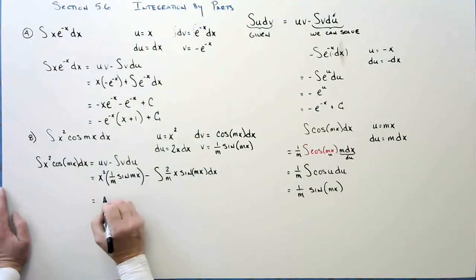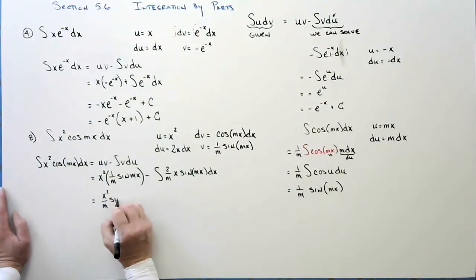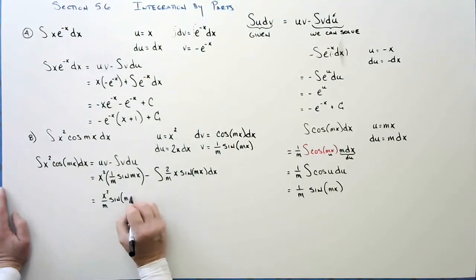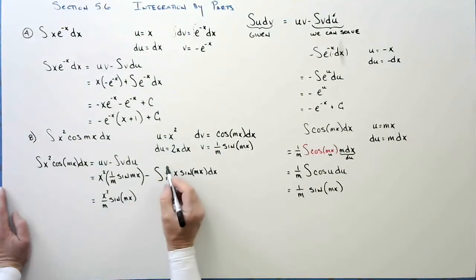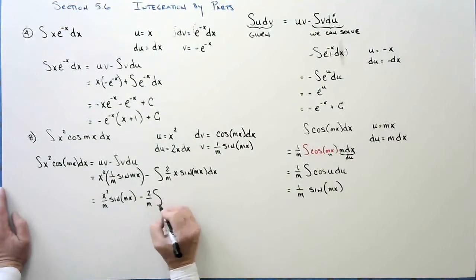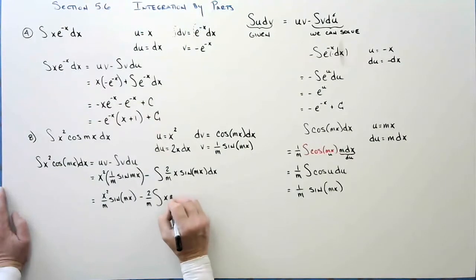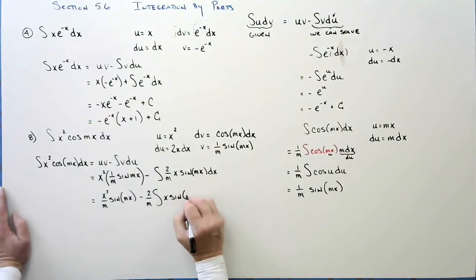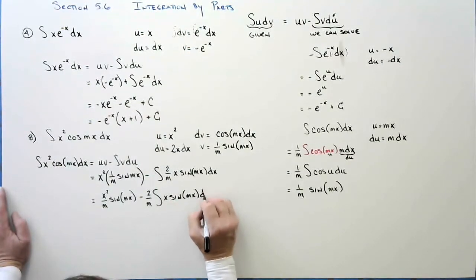We have x squared over m sine of mx. If we simplify this, the 2 over m is a constant. We can pull that out. And then we have x sine mx dx.